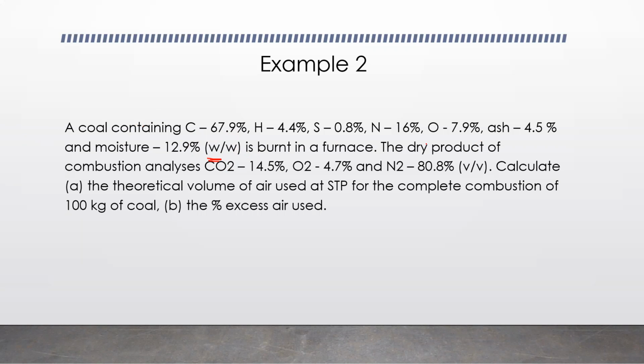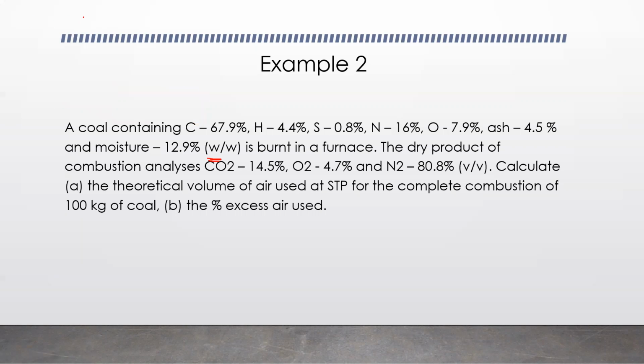Fine. So the dry product of combustion analyzes carbon dioxide as 14.5%, oxygen 4.7%, and nitrogen as 80.8%. This is volume by volume, that is, this is the mole percent. So calculate all these things. So we are going to draw a block diagram for the same.